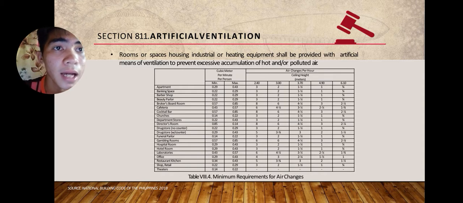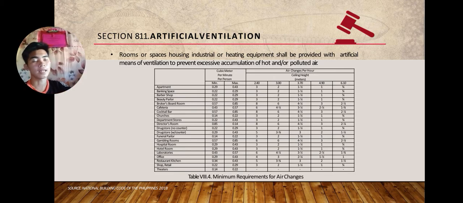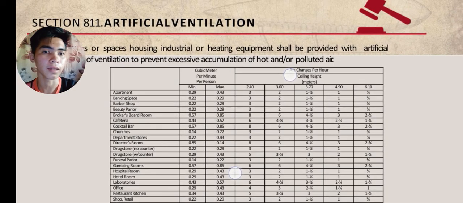Then mao na siya minimum requirement sa apartment, bunk space, air changes per hour, then ceiling height. Makita man diri, di ba?